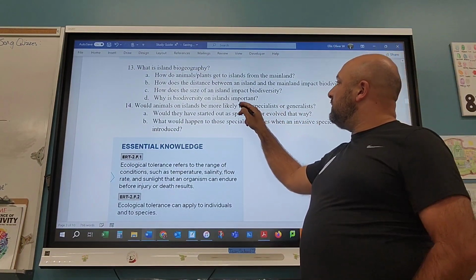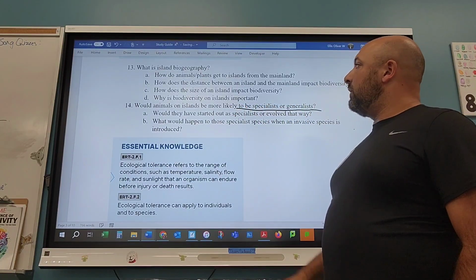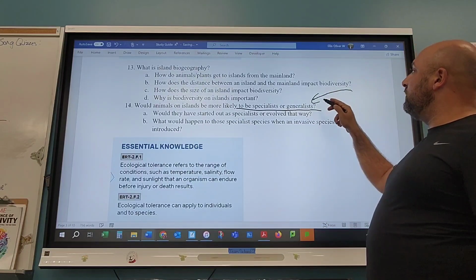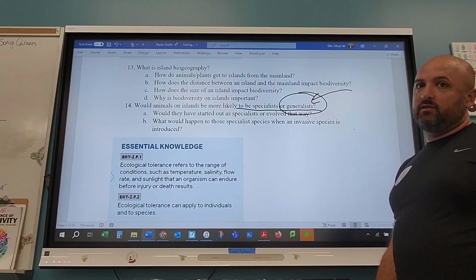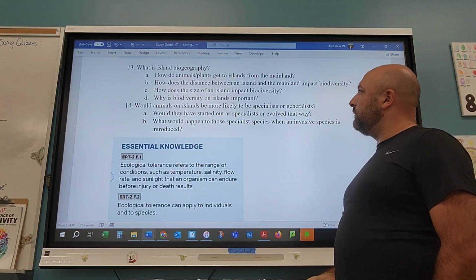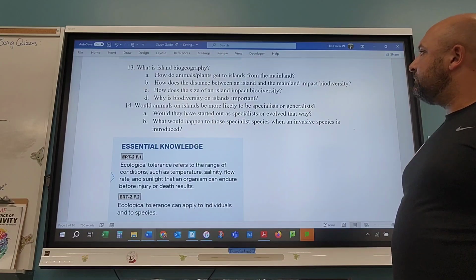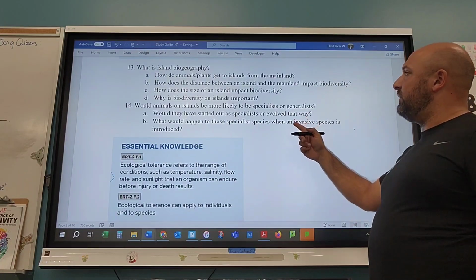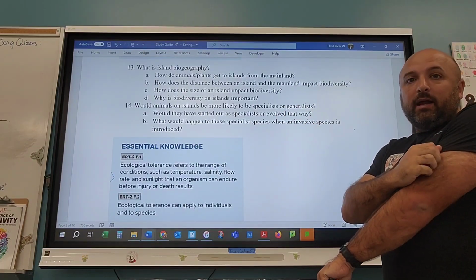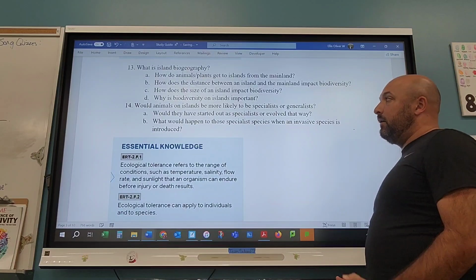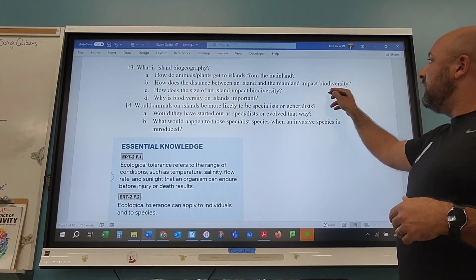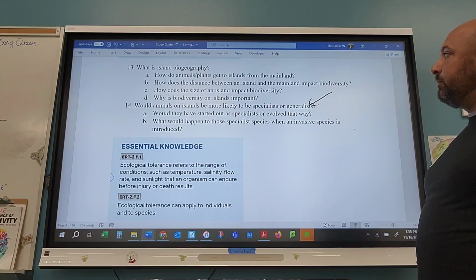Would animals on islands be more likely to be specialists or generalists? So animals on islands get there because they're flung off of the mainland. So the only way to survive in a new environment that you've never been in before is to be a generalist. Specialists usually don't make it on new islands because the things they need aren't there. So animals on islands will become specialists over time, right? The more they live on an island and the longer they live there, the more they're going to evolve and adapt to just that environment. So they may start out as generalists, but they will evolve and become specialists over time.